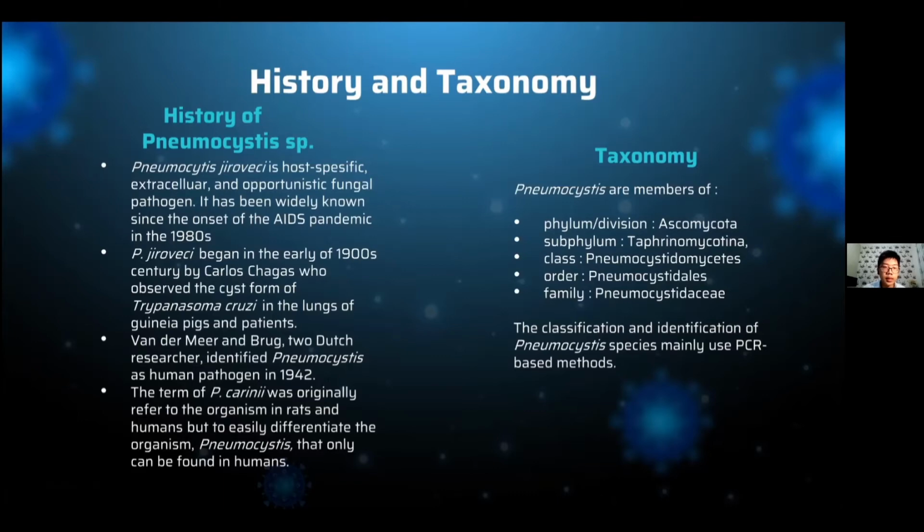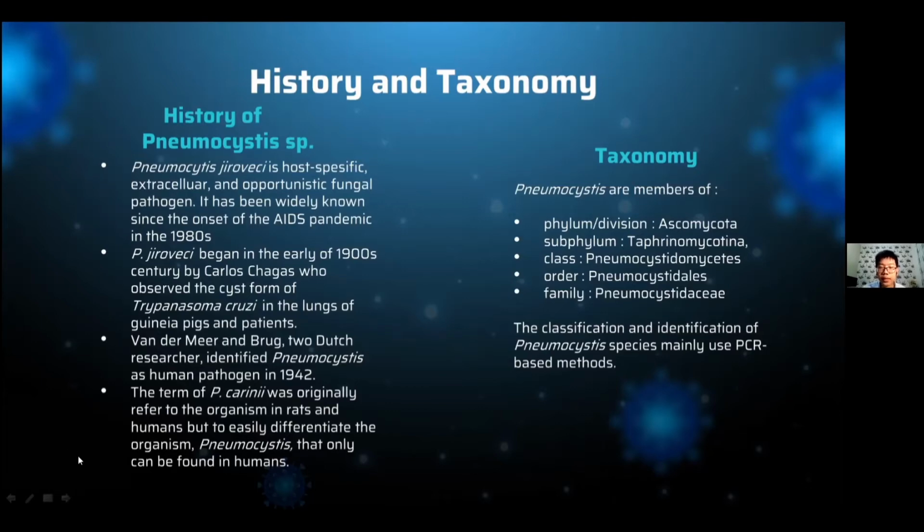Next, about the history. The history of Pneumocystis jirovecii started at the turn of the 19th century with Carlos Chagas, a Brazilian doctor. He was the first to notice the cyst form of Trypanosoma cruzi in the lungs of animals and patients. Chagas accepted these cyst forms as Trypanosoma cysts. Consequently, he named this Schizotrypanum cruzi.